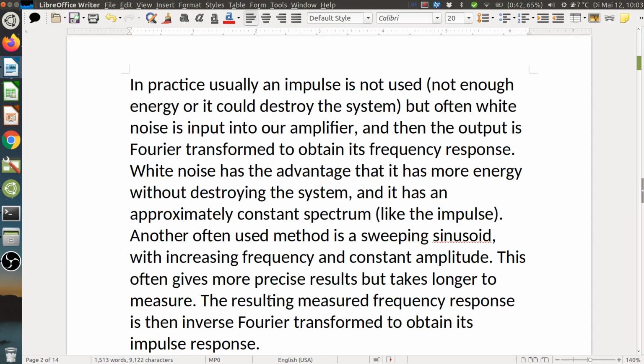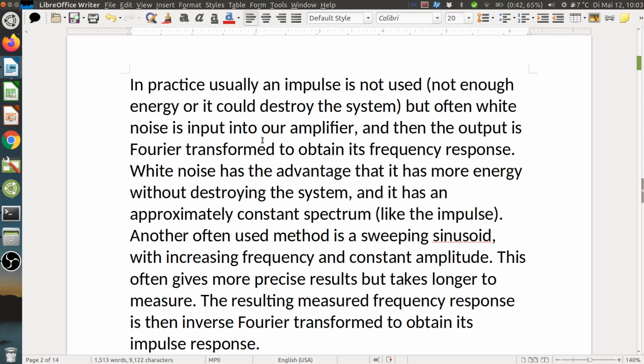But remember, in practice, you usually wouldn't use an impulse, because in reality, often the impulse doesn't have enough energy to get a good signal-to-noise ratio. So in practice, usually an impulse is not used. It has not enough energy, or it could destroy the system if you put enough energy in it. But often white noise is input to our amplifier, and then the output is Fourier transformed to obtain its frequency response.